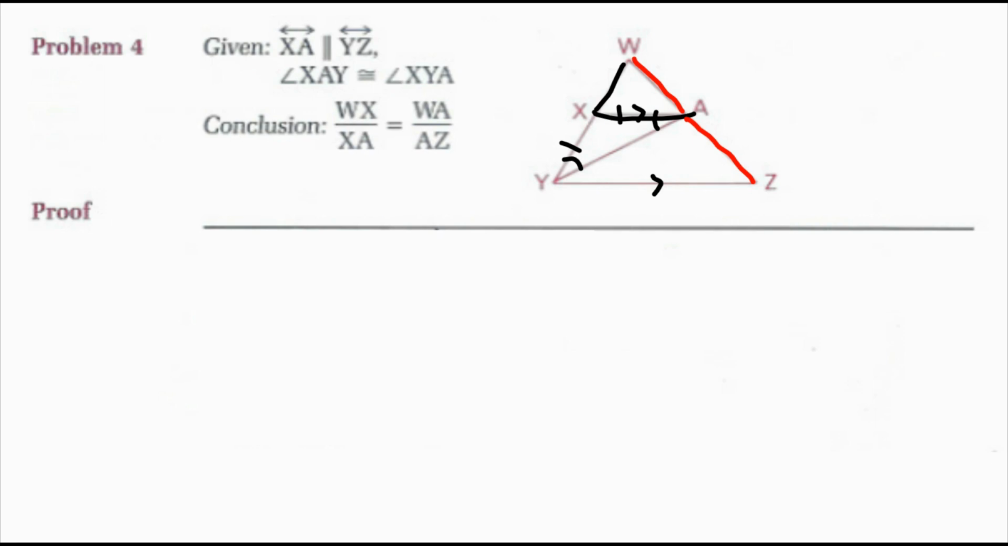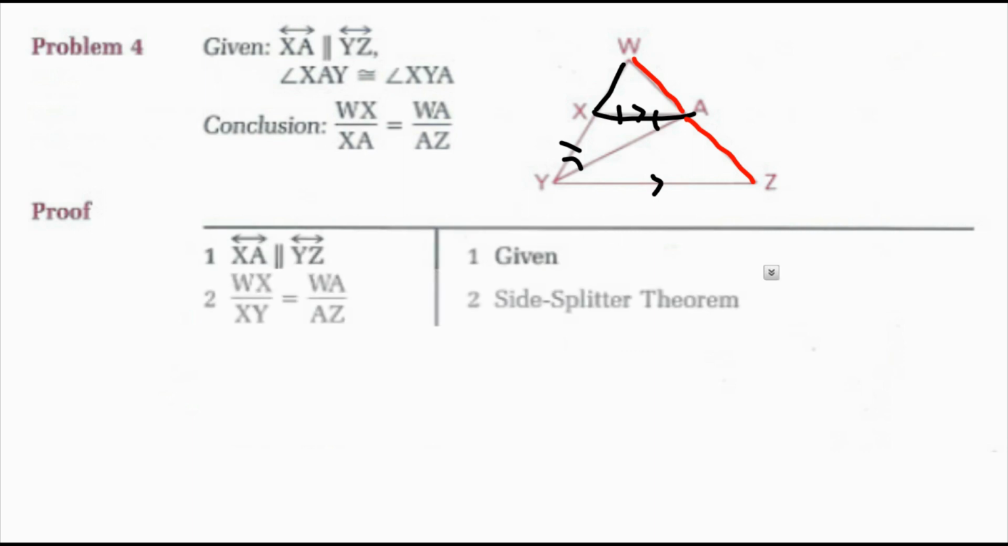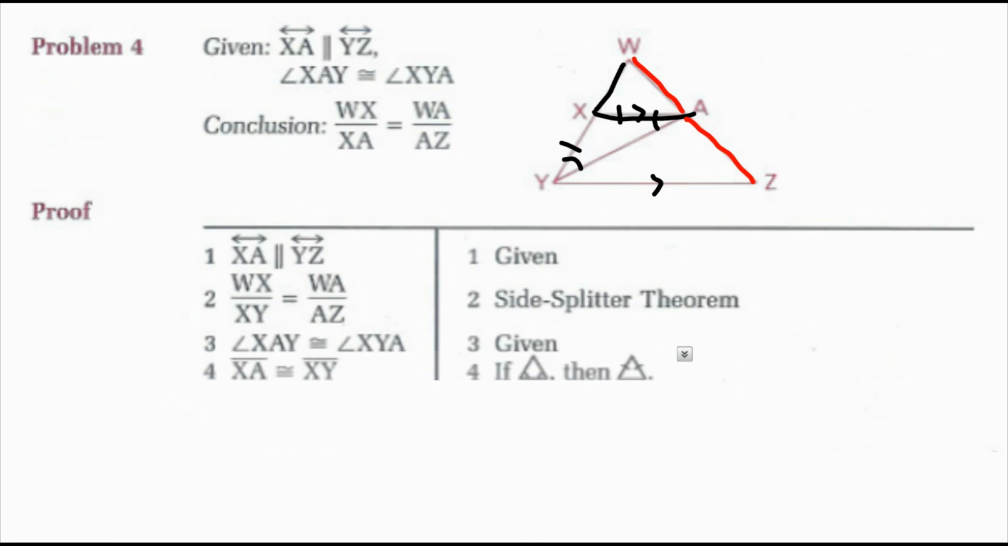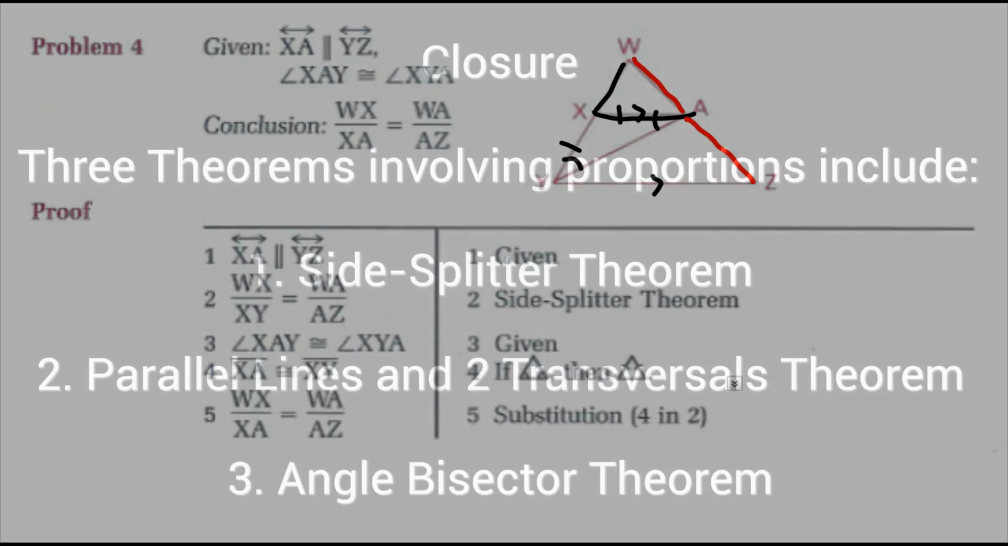So looking at this in my statements and reasons, I'd have my given. Then I use side splitter theorem to show WX over XY is equal to WA over AZ. Then I had my second given. Then I had base angles congruent, then legs congruent, so XA is congruent to XY. Then I used substitution to get my conclusion of WX over XA is equal to WA over AZ.